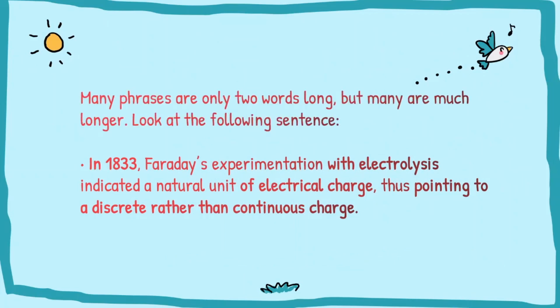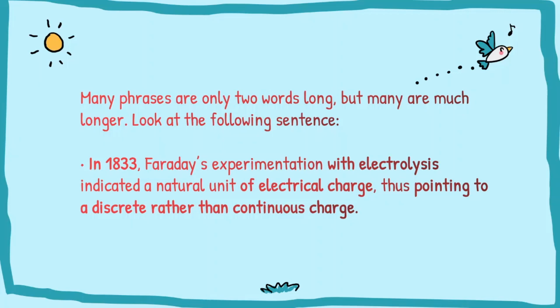Now if you see this particular sentence, in 1833, Faraday's experimentation with electrolysis indicated a natural unit of electrical charge, thus pointing to a discrete rather than continuous charge. Now, the purpose of giving this example is to make you understand that phrases sometimes may be long enough. It's not necessary that it is going to be just a combination of two words. Sometimes phrases can be 3 or 4 words long. This is a perfect example of this.